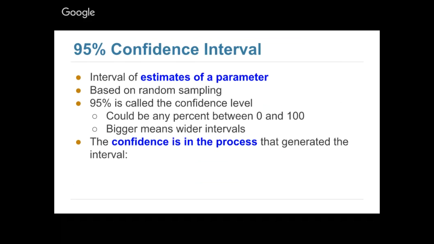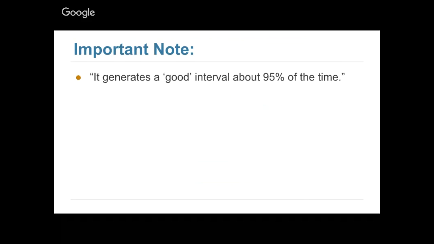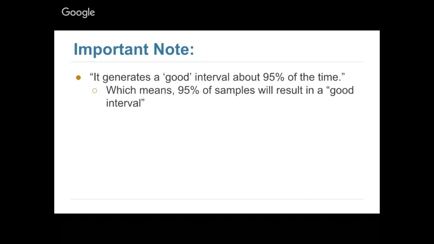The confidence is in the process that generated the interval. So that entire process, population to sample to bootstraps to confidence interval, if you repeat that entire process a bunch of times, then we expect that the process we've shown will generate a good interval, one that contains the population median, 95% of the time. There's a caveat here. If we say that this process generates a good interval 95% of the time, that really means I have to go back to my population and grab a sample, the whole thing. I can't leave out any steps: population to sample to confidence interval.